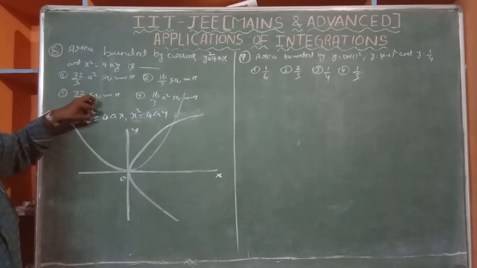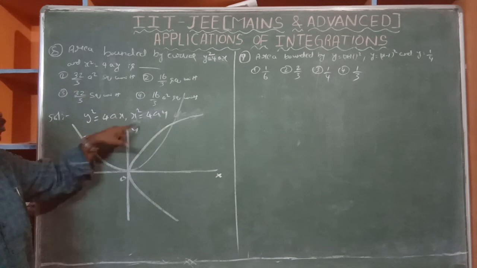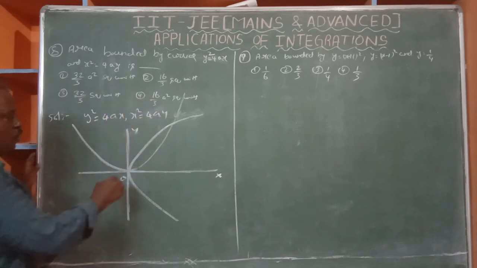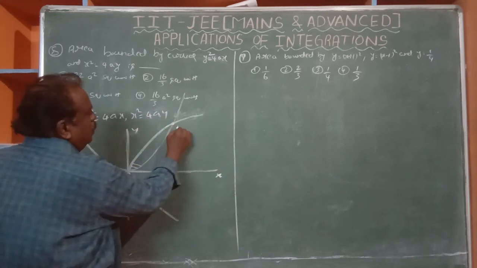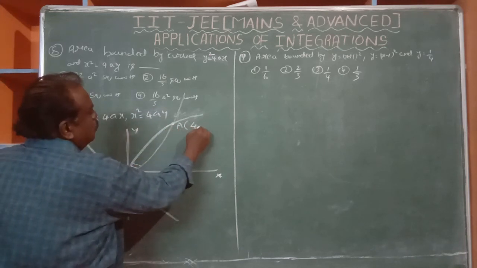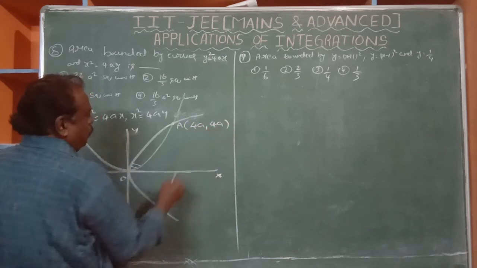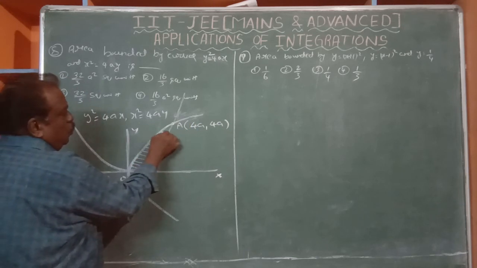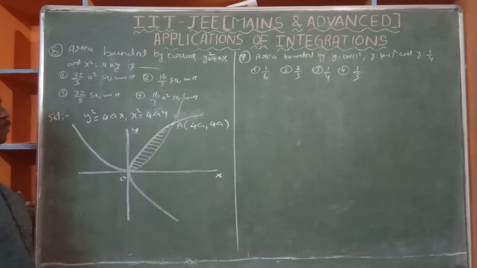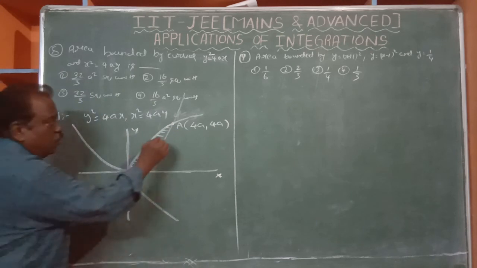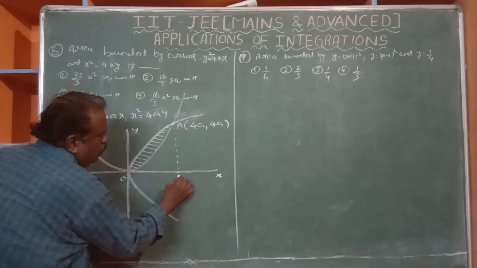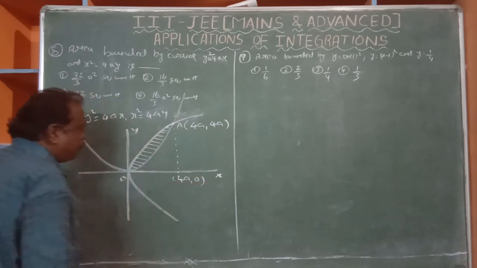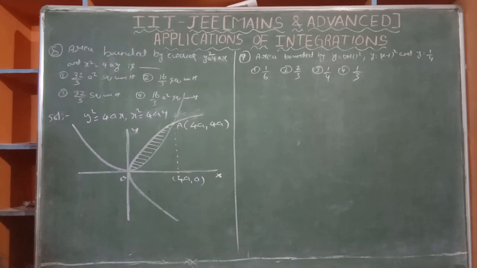Y square means it is symmetric to the x axis. X square means it is symmetric to the y axis. Both will meet at one point, say A. It is 4a comma 4a. And the area bounded between the two curves is only here, from 0 to this ordinate, it is 4a comma 0. Now the area is this one.